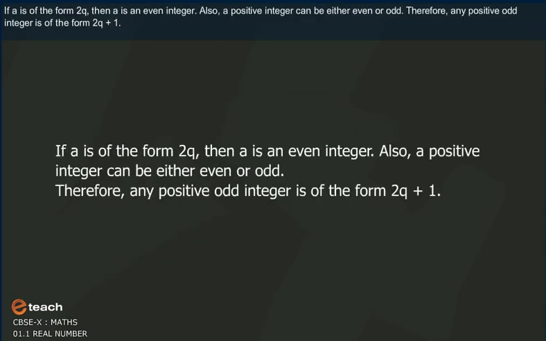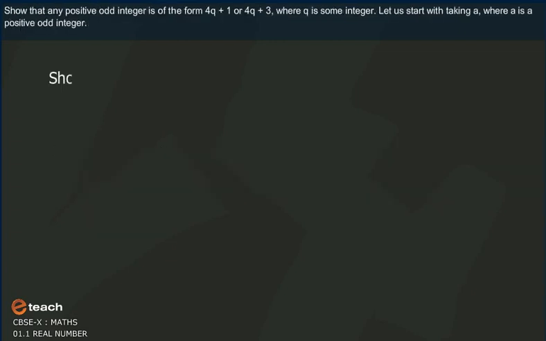If a is of the form 2q, then a is an even integer. Also, a positive integer can be either even or odd. Therefore, any positive odd integer is of the form 2q + 1.